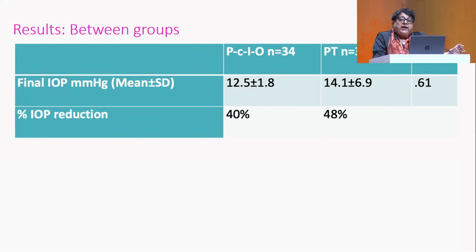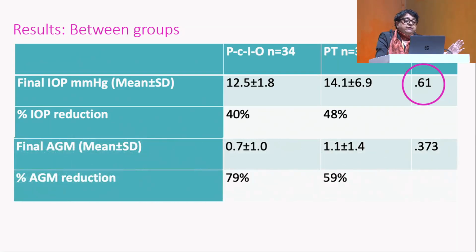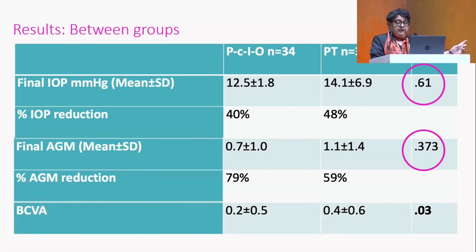But when we compared between groups, what I found was the combined MIGS group actually had slightly lower IOP with lesser standard deviation compared to phacotrabeculectomy, though this difference was not statistically significant. Anti-glaucoma medication also was slightly lower in the combined MIGS group, but this too was not statistically significant. What was statistically significant was the difference in the recovery of vision. It was better in the combined MIGS group.